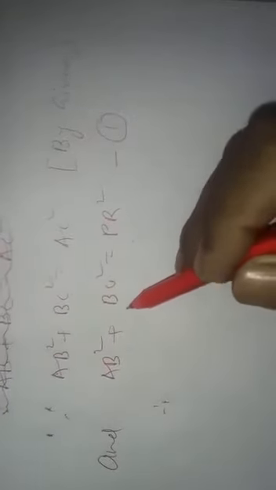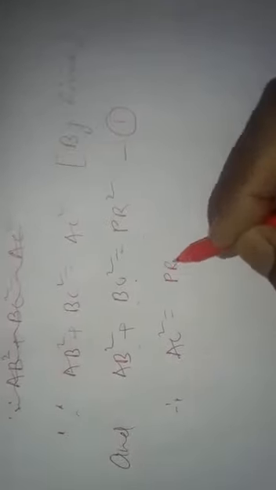Now it was given to us that AB square plus BC square was equal to AC square, and we have obtained in equation number 1 that AB square plus BC square is equal to PR square. So by taking these two equations into consideration, we can say that AC square is equal to PR square. Therefore, we can say that AC is also equal to PR.